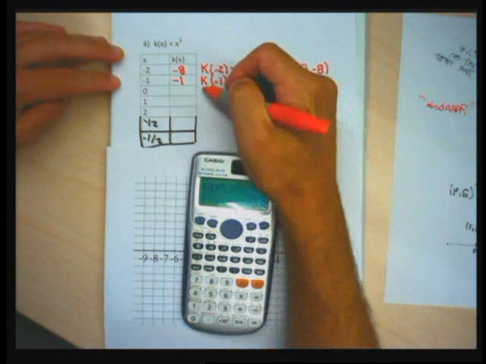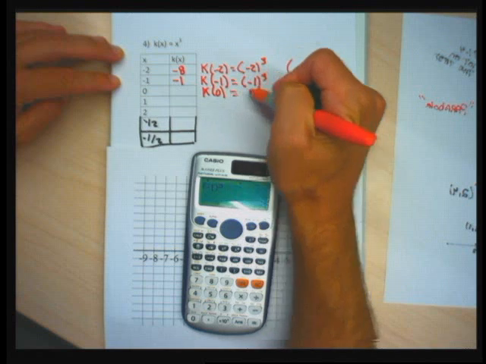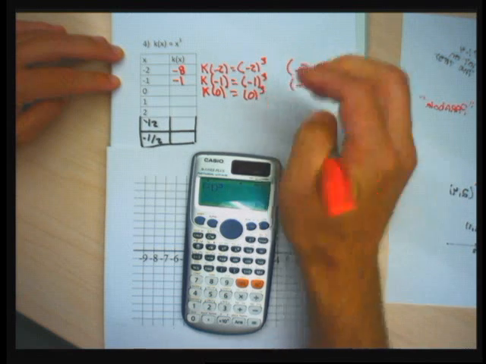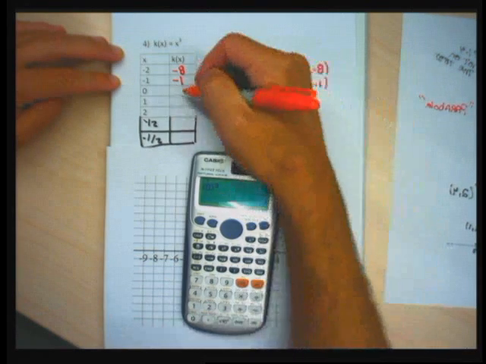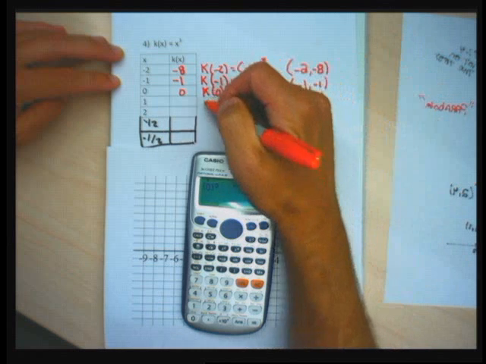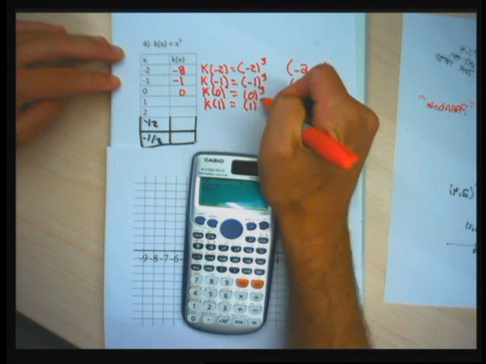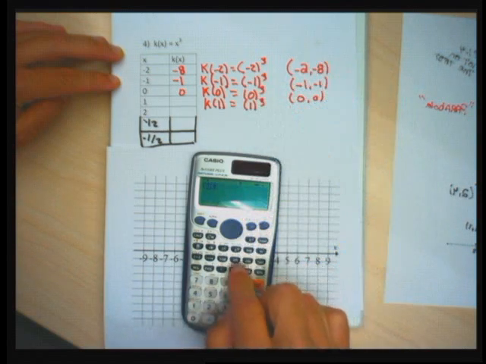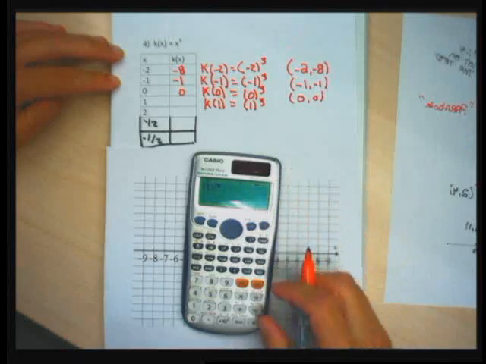And then I'll do 0 cubed. That's almost insulting to do on my calculator, but I'll do it on my calculator anyways. 0 cubed is 0. So the third point I'm going to plot is the point 0, 0. Then I do k of 1 equals 1 cubed. And that gives me 1.